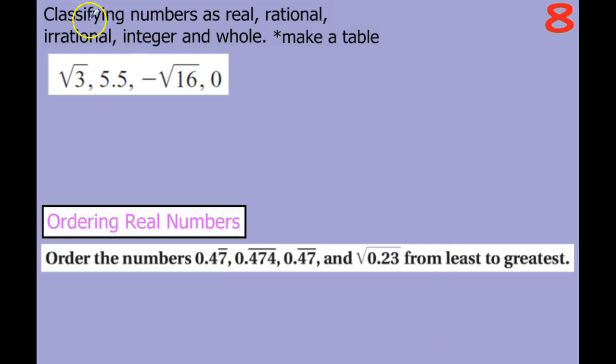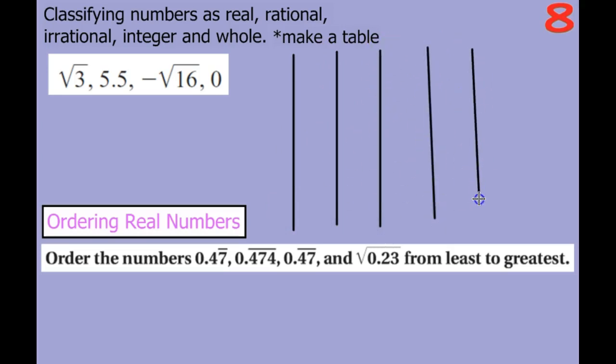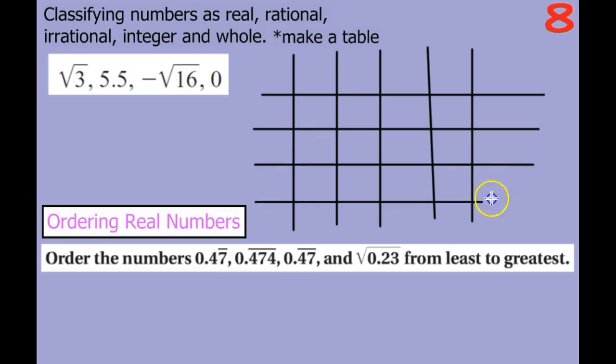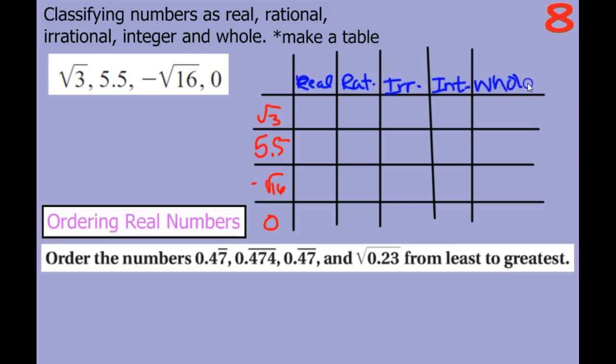Alright, last page here. Classify numbers as real, rational, irrational, integer, and whole. It says hint, make a table. So I'm going to make a table here so I can fit all of these numbers in here and then label them as well. So for example, my numbers are square root of 3, 5.5, negative square root of 16, and 0. And we're going to label them as real, rational, I'm going to abbreviate that, irrational, integer, and whole.